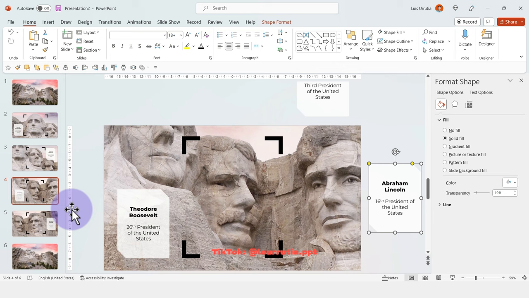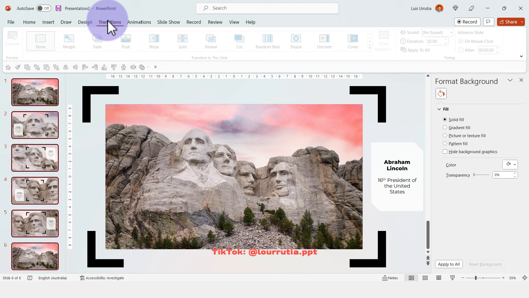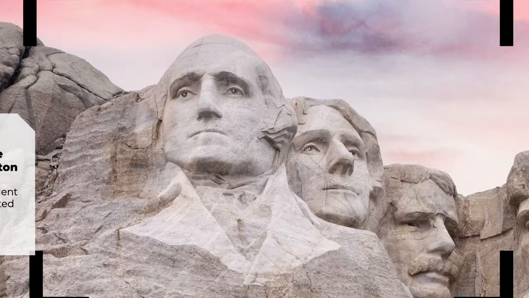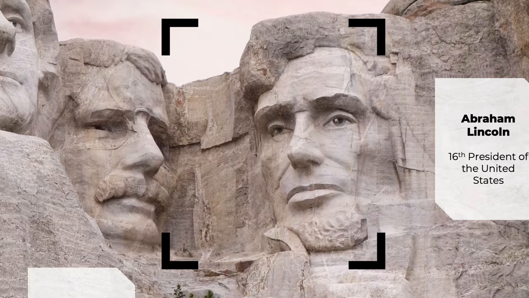So the last thing that we need to do is to apply the transition. So we're going to select all of the slides, holding shift on your keyboard, go to transitions and click on morph. And that's how I did this incredible effect using PowerPoint. It's absolutely incredible. It looks like something that you could do in a video editing software.